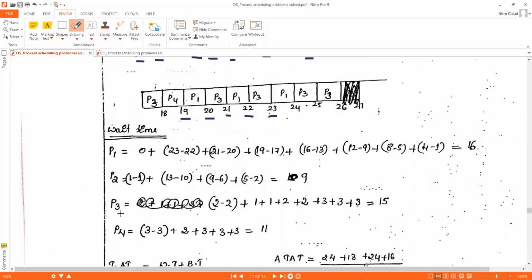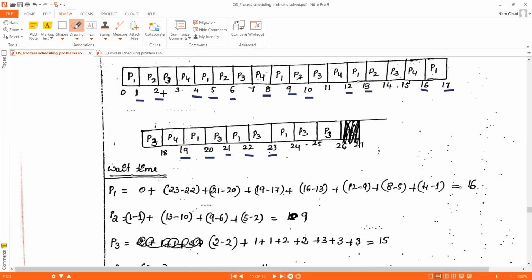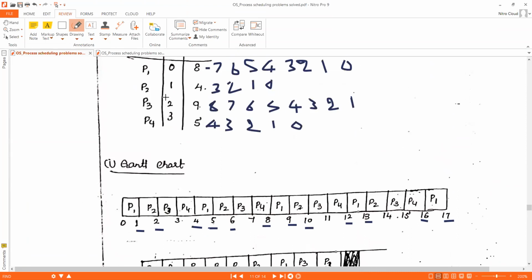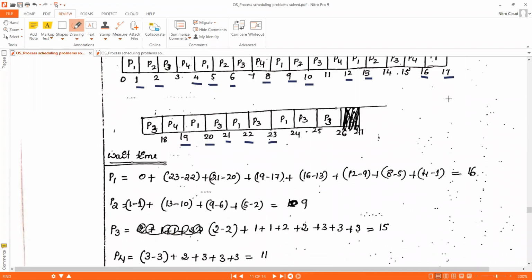Next, process 3. What is the initial allotment time for process 3? Process 3 got allotted CPU at clock time 2 milliseconds. What is the arrival time of process 3? It is 2 milliseconds. 2 minus 2, it is 0, plus, when is the last allotted time for process 3? That is 24. 24 minus its previous preempted time, that is 23.